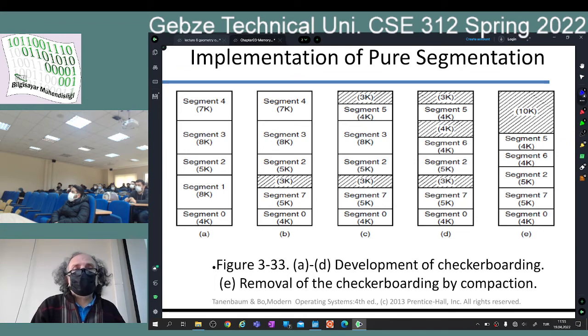So what is this problem? This problem is called fragmentation. We didn't have the external fragmentation problem with the paging, right? But with the pure segmentation, there is an external fragmentation.